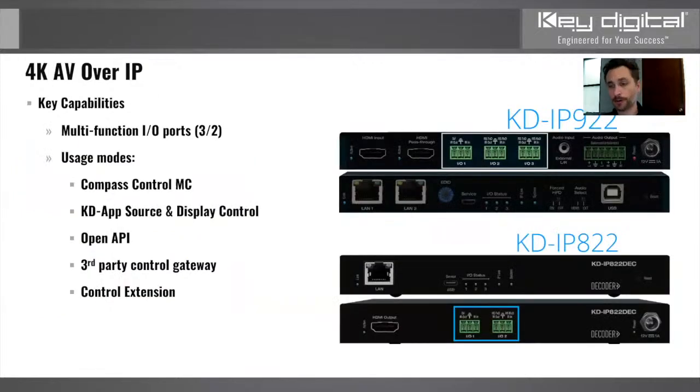Now let's get into what I promised would really be a valuable feature of the 822, 922, all of our 4K AV over IP products. In fact, that is these 3 and 2 multifunction ports. Again, 3 of them on the 922s, 2 on the 822s. They have a variety of usages. Number 1 that we're going to highlight, Compass Control, also our KD app source and display control, and the open API. I'm going to highlight these 3. The other 2 are pretty simple and straightforward.